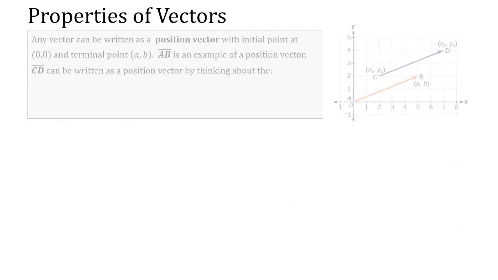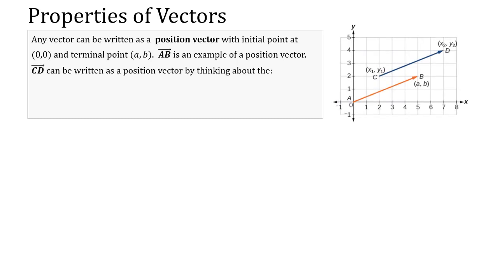Some more properties of vectors are that any vector can be written as what we call a position vector, which means that it has its initial point at the origin, 0, 0, and a terminal point at some point. We'll call that A, B. In the graph that you see, vector AB is an example of a position vector, because it has as its initial point the origin, and its terminal point is at some point A, B.